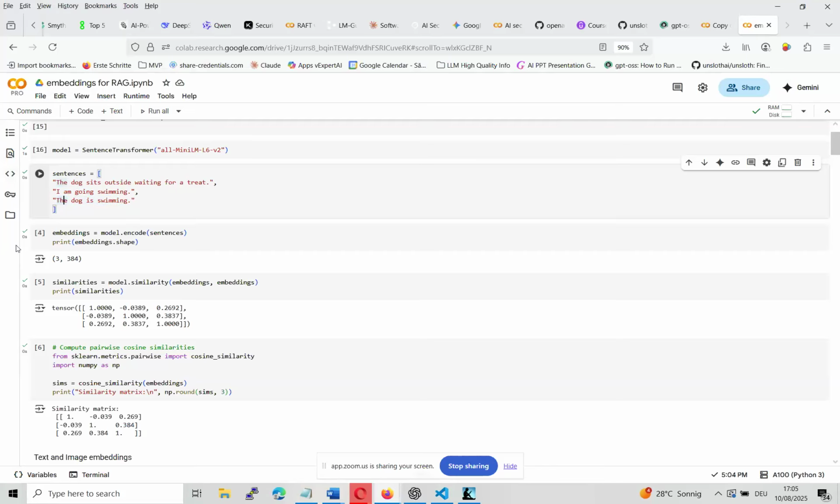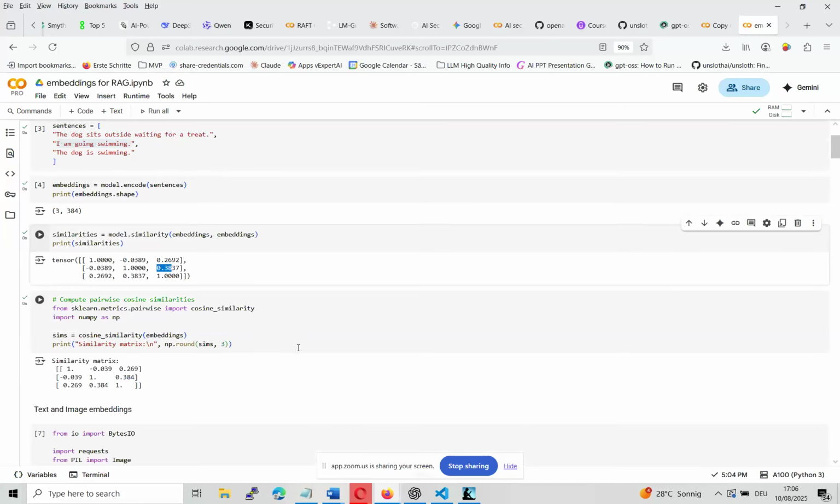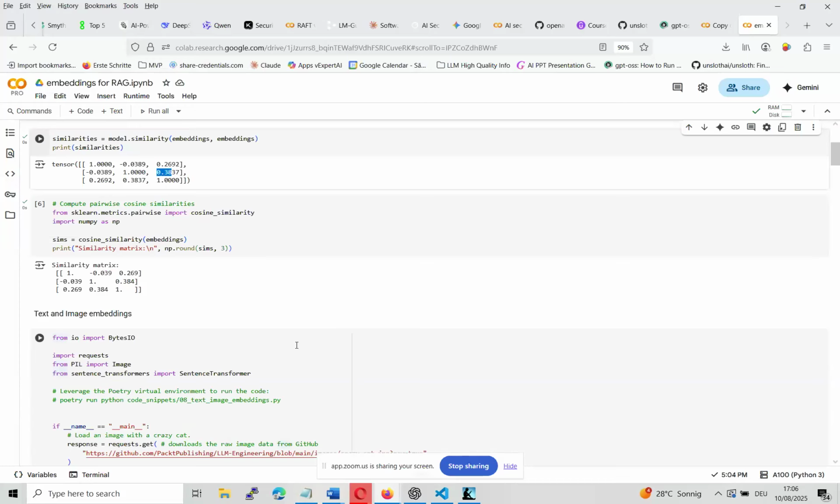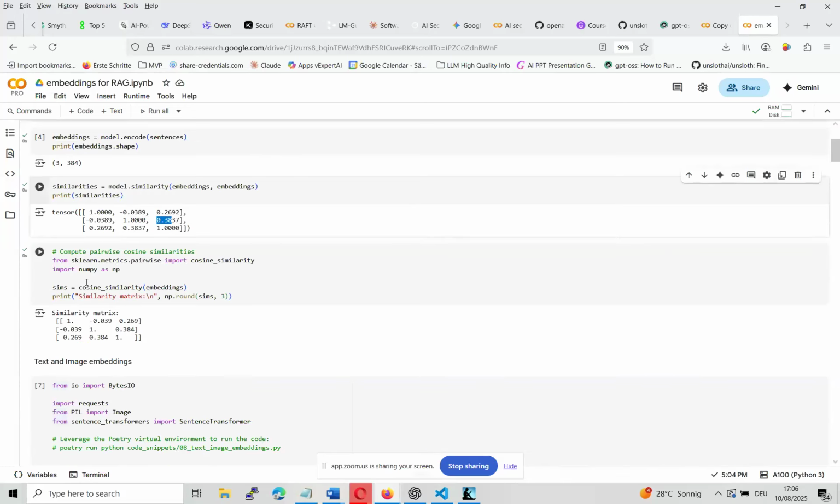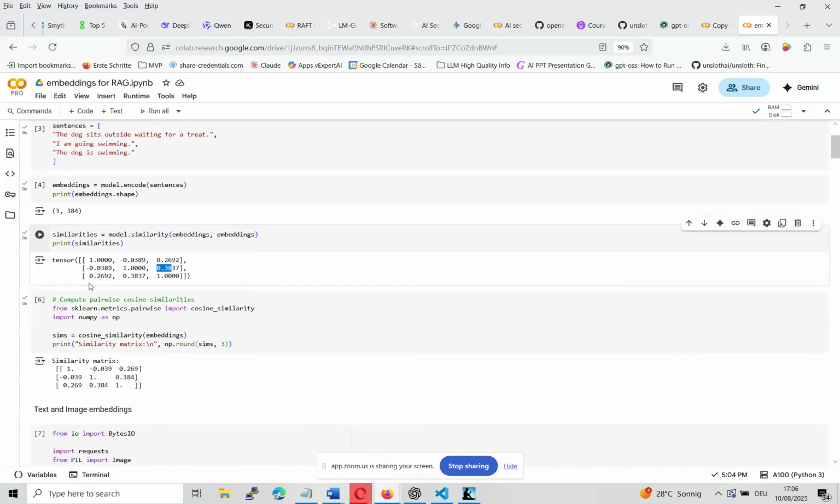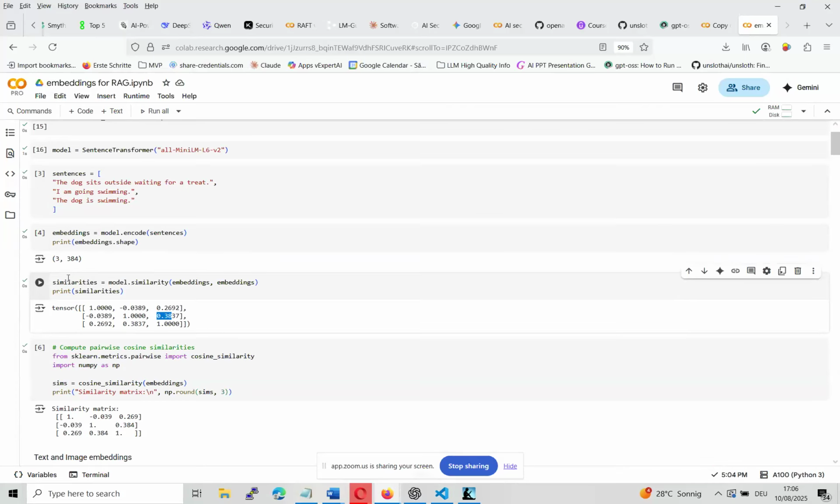Then for the second line, we read the second sentence. The similarity with the first one is minus 0.003, the same as here, and it is 1 with itself. And 0.3 with the third one, I'm going swimming with the dog is swimming. So there is some correlation between the person and the dog, which are swimming. So this was how the embedding is calculated. As you can see, it's super trivial, and this is how the similarity is computed.